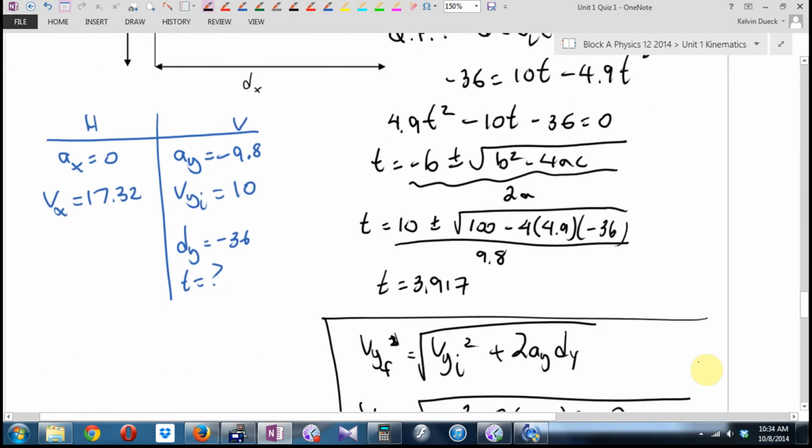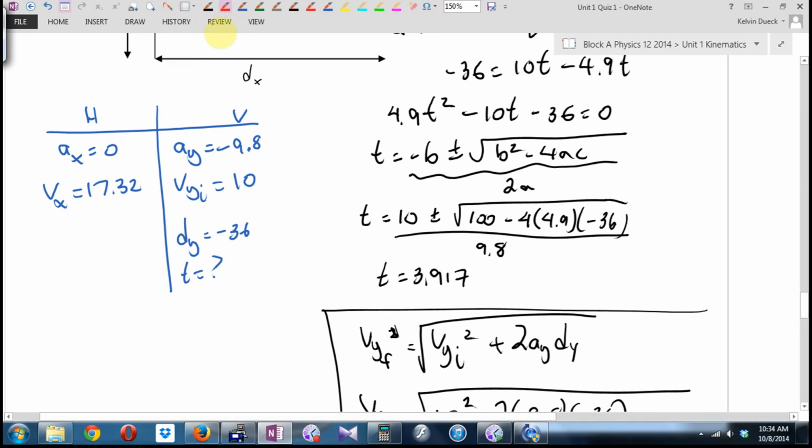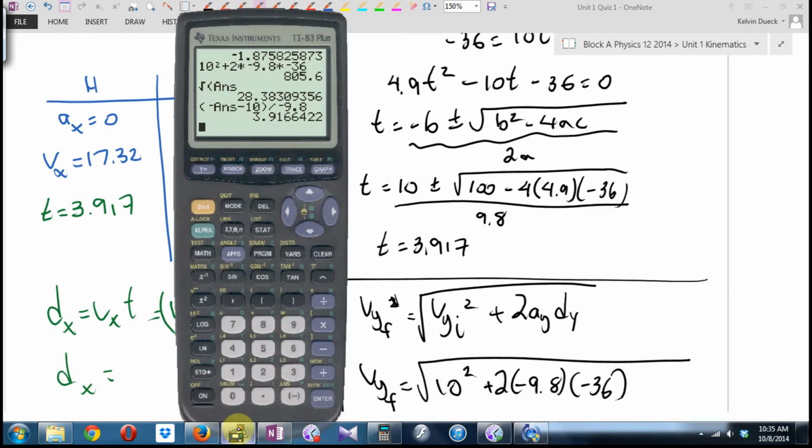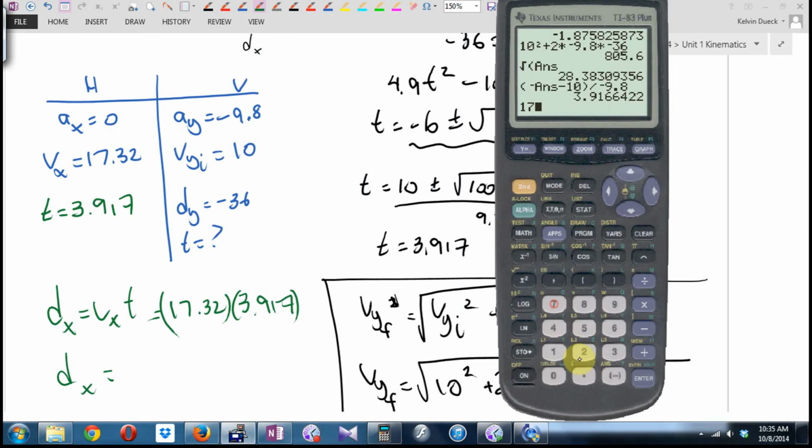How's that help? Now I know time equals 3.917. And I can now solve for the range. Vx 17.32 times 3.917. 17.32 times answer button. Get a range of 67.8.